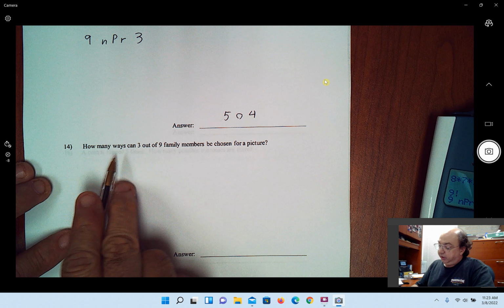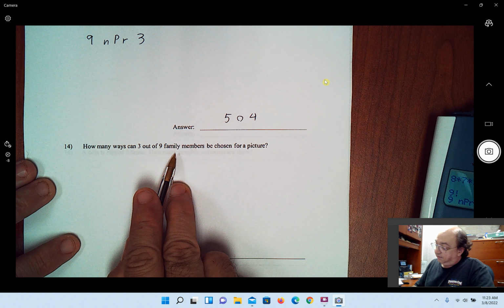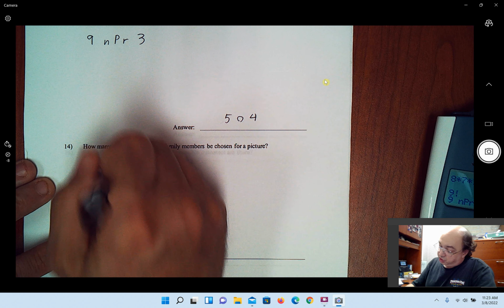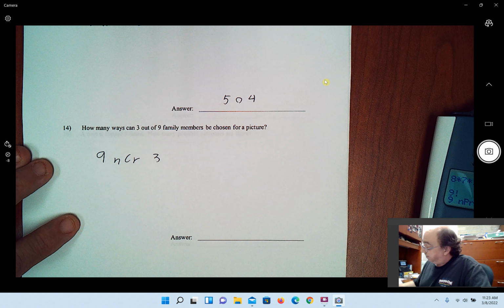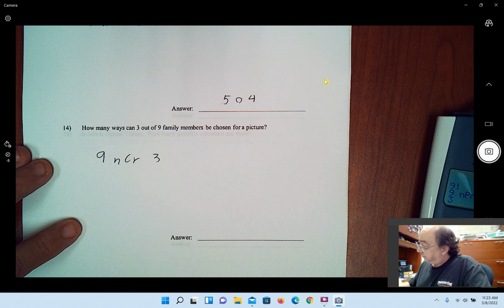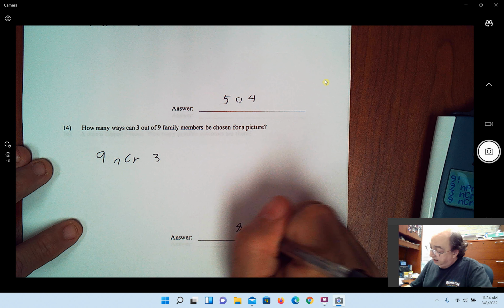How many ways can 3 out of 9 family members be chosen, not arranged? That's going to be 9 combination 3. So 9 combination 3. Got to push the right buttons. That gives us 84.